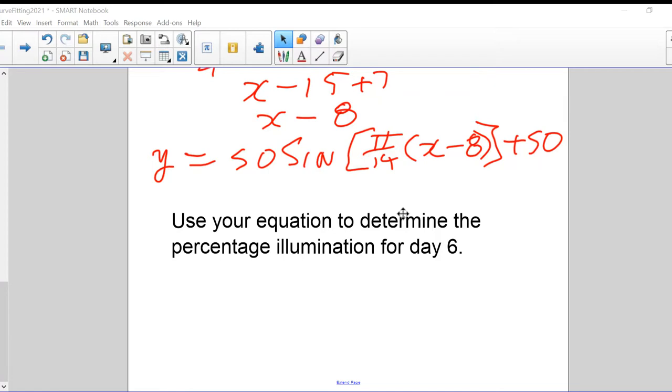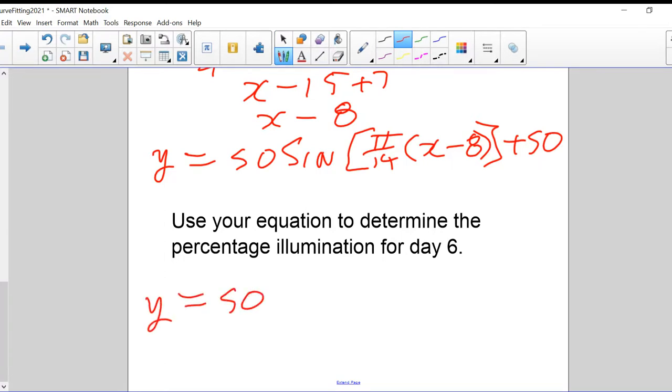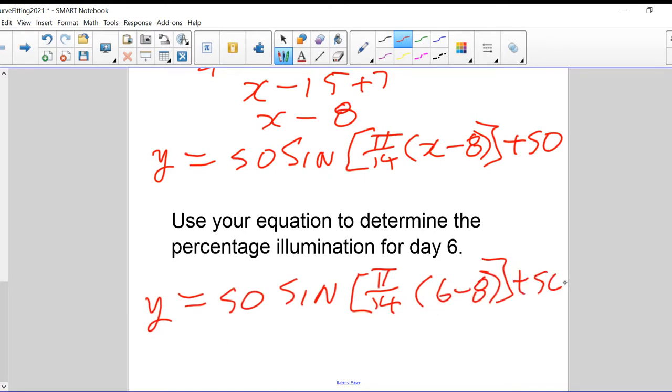So on day 6, the illumination is going to be equal to 50. We'll use the sine equation for no particular reason. Pi over 14, 6 minus 8, plus 50. Okay? All right, so I'm going to ask one of you to do that for me.